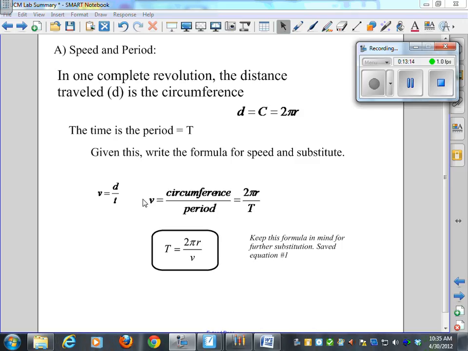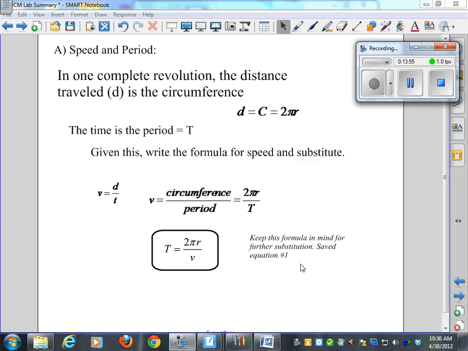And then I take the v and the T, and I do a flip-flop there. I get T equals 2 pi r over v. All I've done there is take a couple of old formulas and combine them together. I'm going to call that equation number 1, because in the future I'm going to say, remember back to equation number 1, let's plug that in here. That's why there's a box around it. I'm going to come back to this one. Saved equation number 1: the period is 2 pi r, 2 times pi times the radius, divided by the velocity.